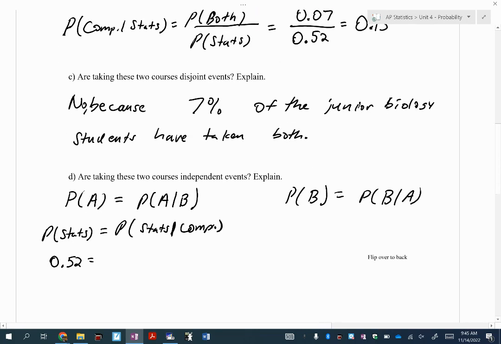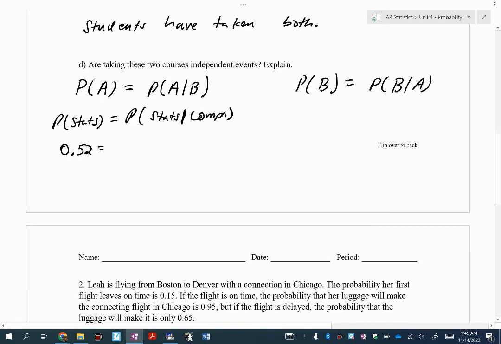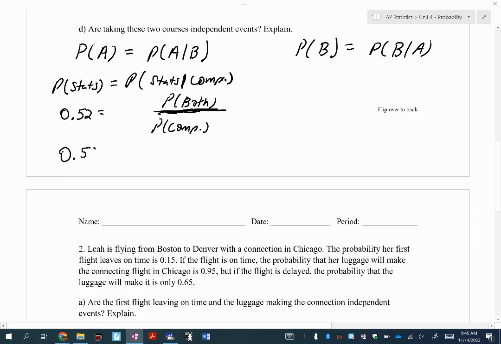All right, so I'll do the math there. That's going to be equal to, and the bottom is computer, and the top is going to be both. All right, both was 0.07, correct? And computer was, I already forgot, 0.23? Yeah, 0.23. All right, so take a moment. Is 0.07 divided by 0.23 the same as 0.52? What is 0.07 divided by 0.23? 0.3? So they are not equal.